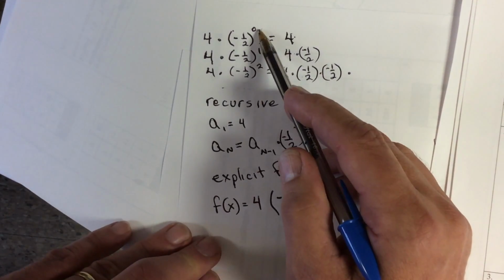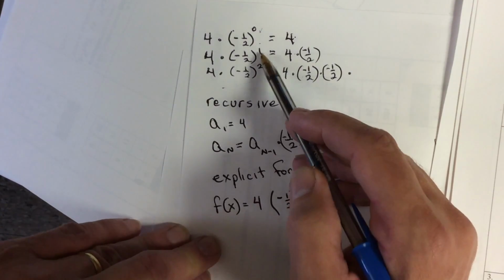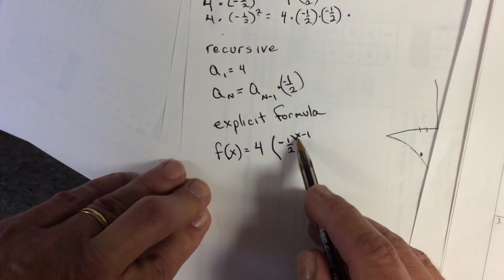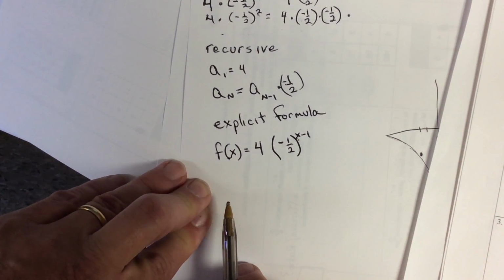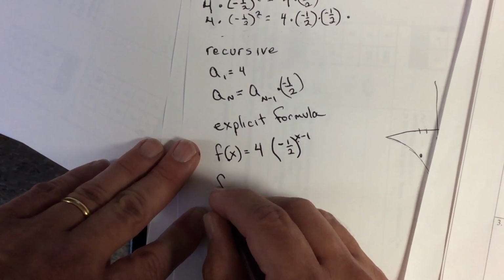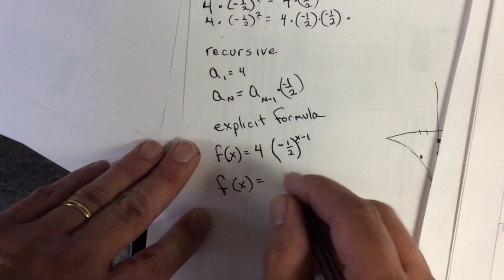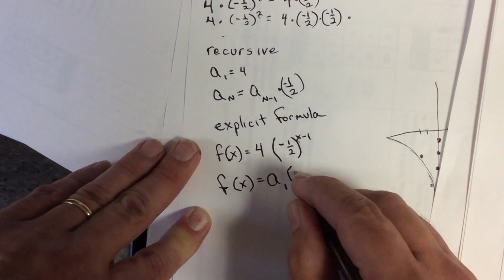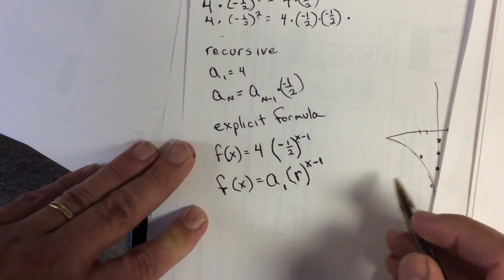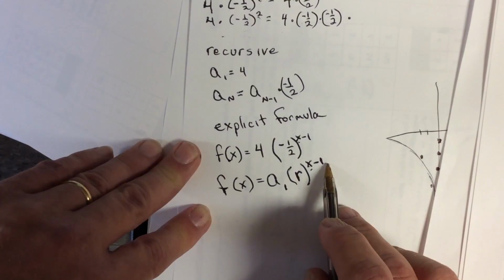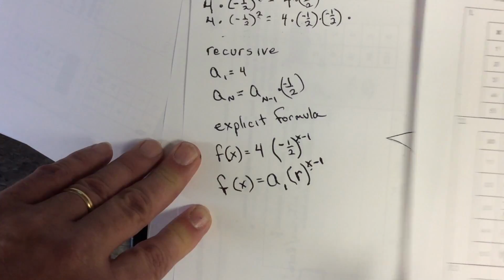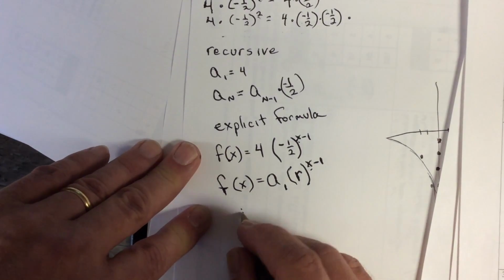For the first term, I multiplied it 0 times. For the second term, I multiplied it once. For the third term, I multiplied it twice. For the xth term, I'll multiply it x minus 1 times. And that's the explicit formula. If you want to write it for anything at all, this is the first term, a1. This is the common ratio, whatever that is. And you raise that to the x minus 1 power. Notice that on this one, the exponent has the variable in it. And that's why they call it an exponential function.